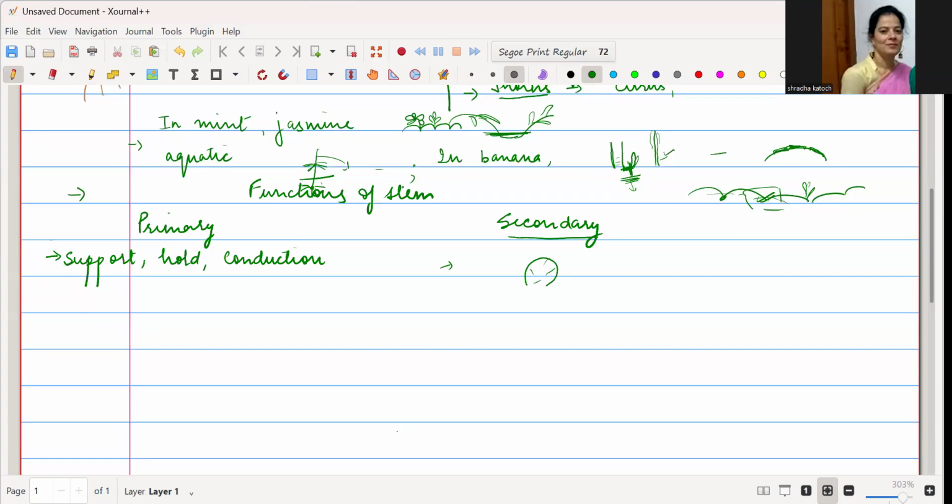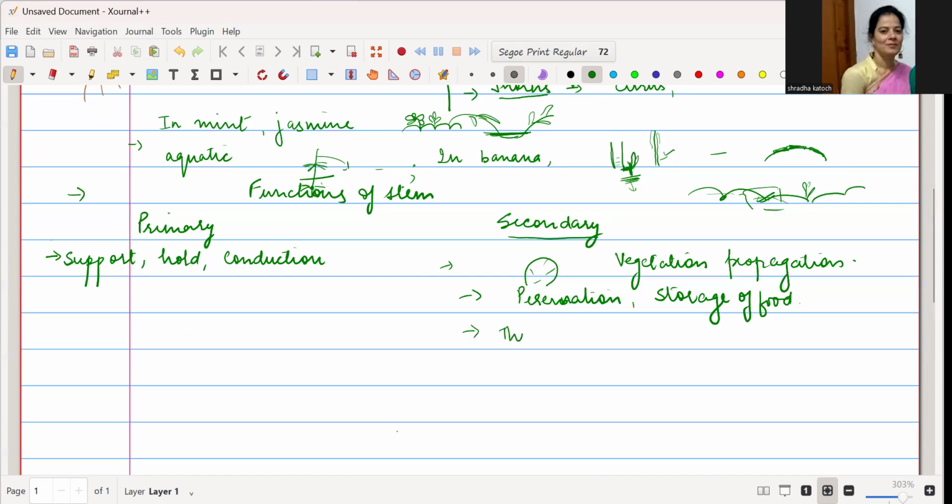Then vegetative propagation. Vegetative propagation is the propagation where, other than the reproductive part, root, leaf and stem take part in reproduction. Here we write general topics. It helps in perennation, vegetative propagation, and storage of food is also a secondary function. Then they also develop like thorns. Thorns, exactly, what for? Protection. This is a secondary function against browsing, as well as they act as climbers.